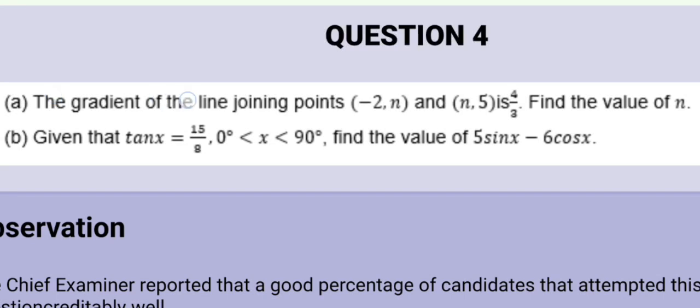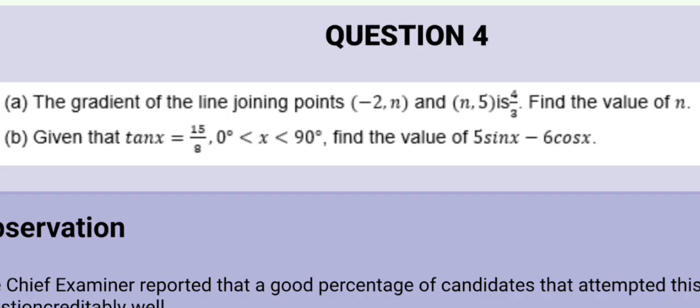The gradient of the line joining the point (-2, n) and the point (5, 4) is 4/3. Find the value of n. For part B, given that tan x is equal to 15/8, such that 0 degrees is less than x, less than 90 degrees, find the value of 5 sine x minus 6 cos x.